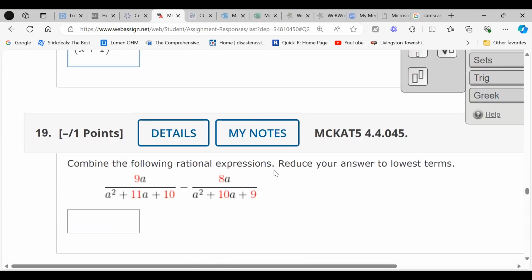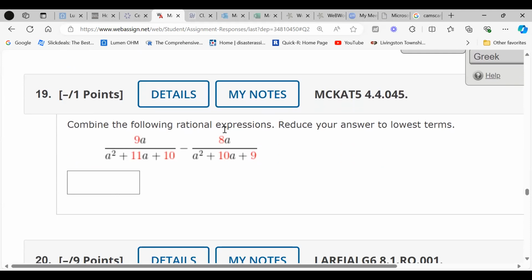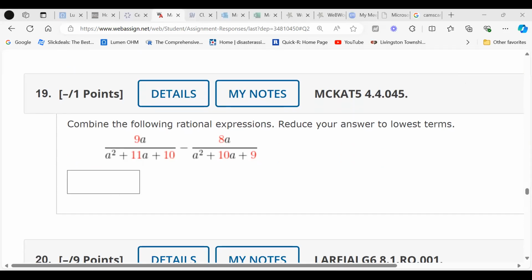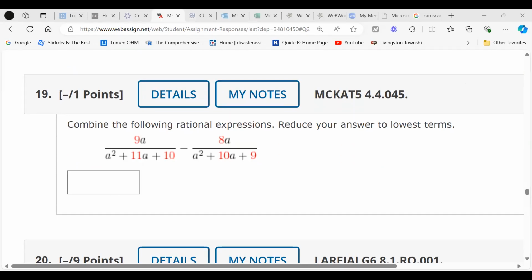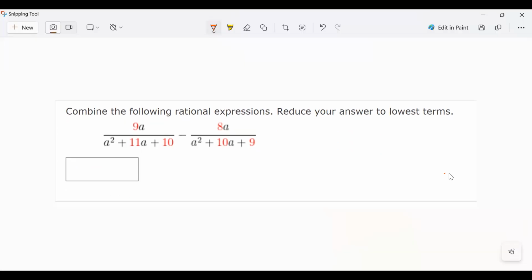Now let's look at question 19. So it's a rational expression. You need to factor the first denominator, the second denominator, find the LCD, and combine them. Okay, I'll give you a couple minutes. Give it a try.